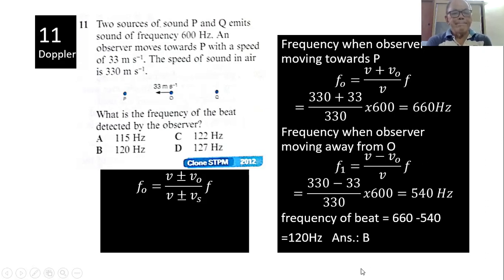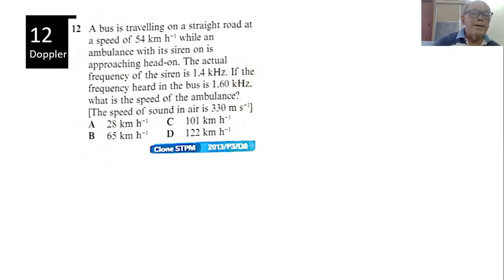Okay, B. A lot of problems on the Doppler effect. The bus is traveling on a straight road at a speed of 54 km per hour, while an ambulance with its siren on is approaching it. The actual frequency of the siren is 1.4 kilohertz. If the frequency heard in the bus is 1.6 kilohertz, what's the speed of the ambulance?